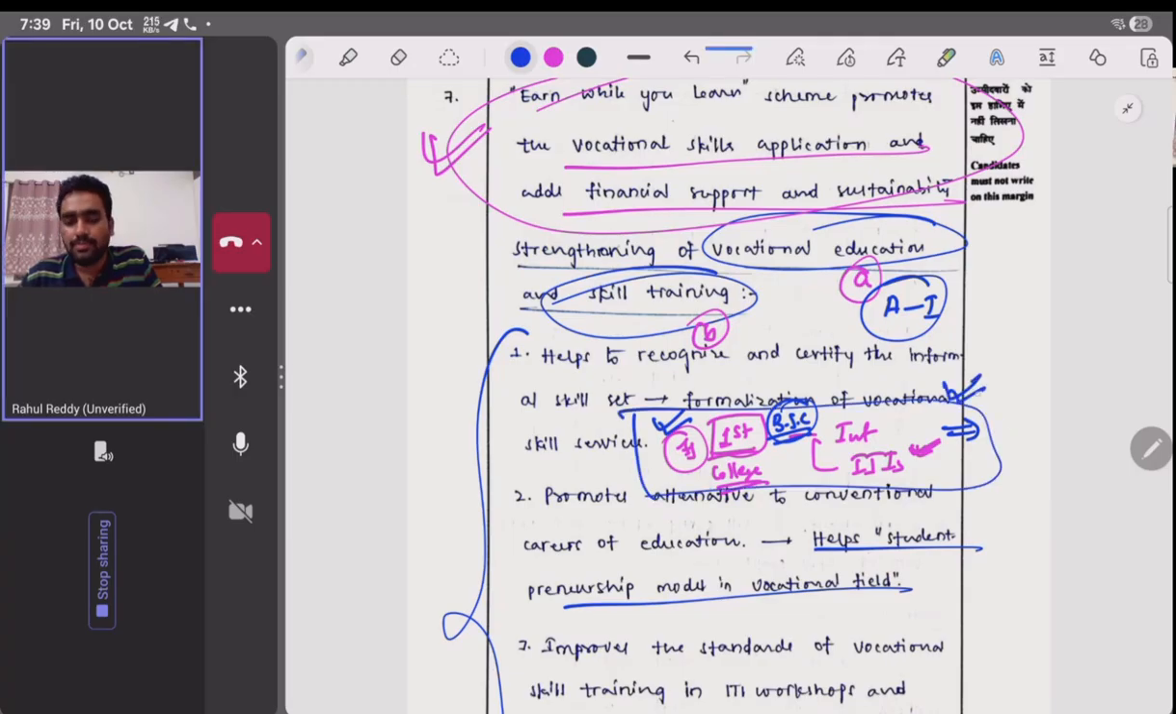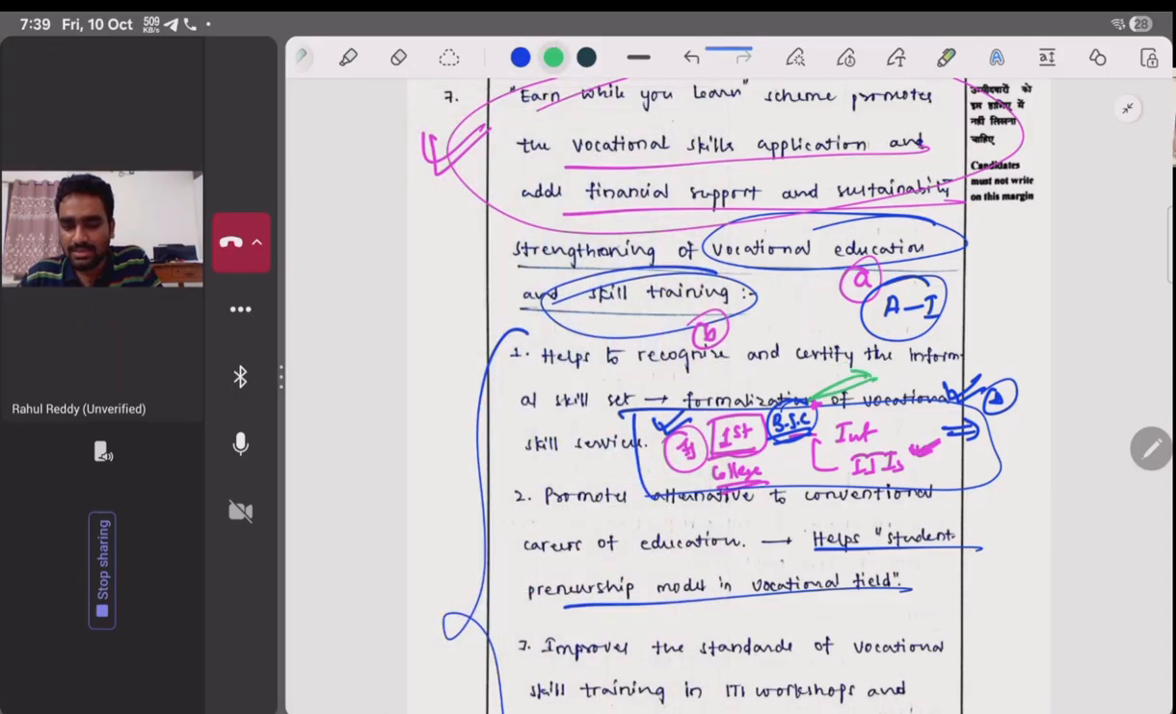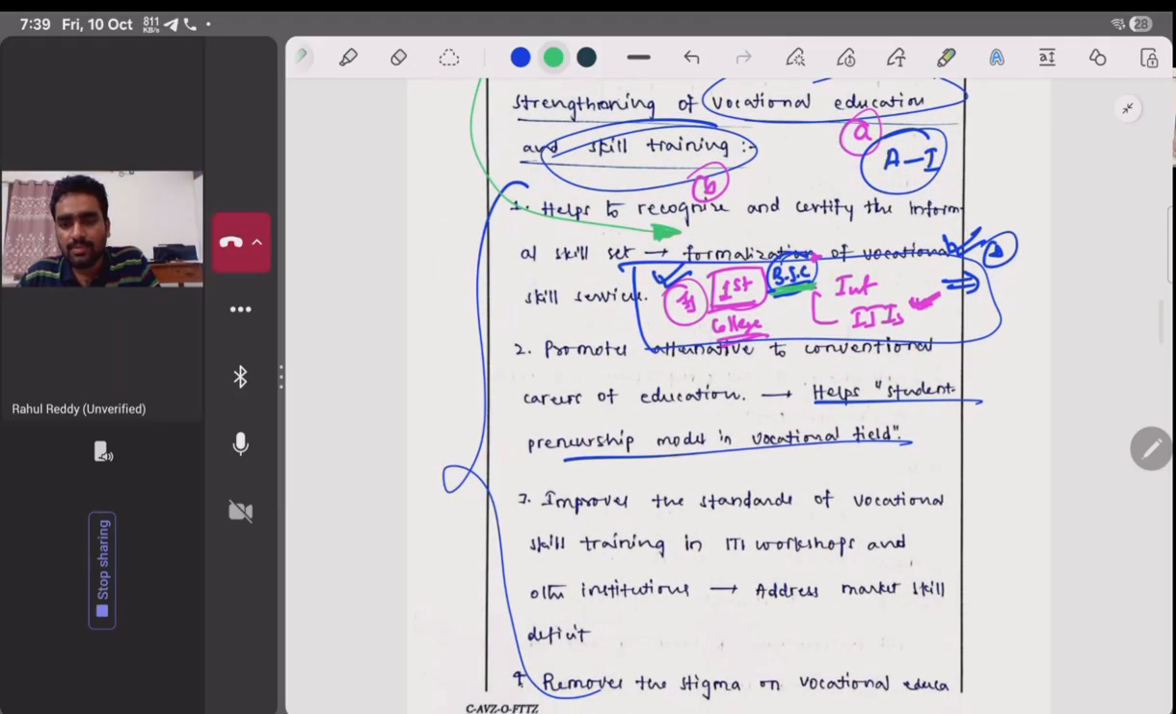Employability. These are the real thing, right? You are mentioning BSc student. Who writes BSc student in the answer? No one writes. But these are the real thing because BSc is always unemployed. But you are providing the real earn while you learn. So these are the real solution that is provided by you. How a BSc student can learn skill and he can earn on their own.